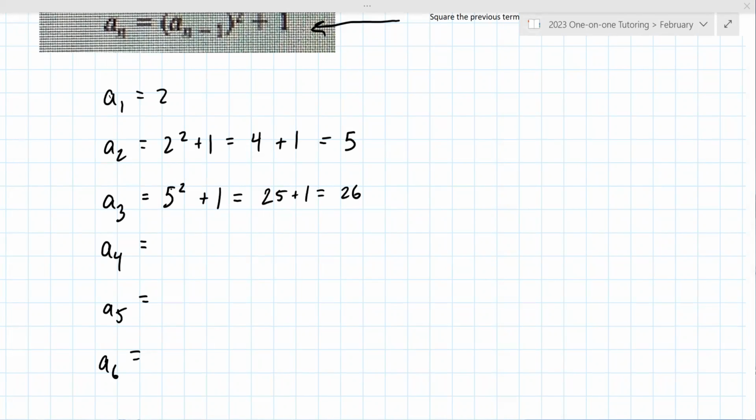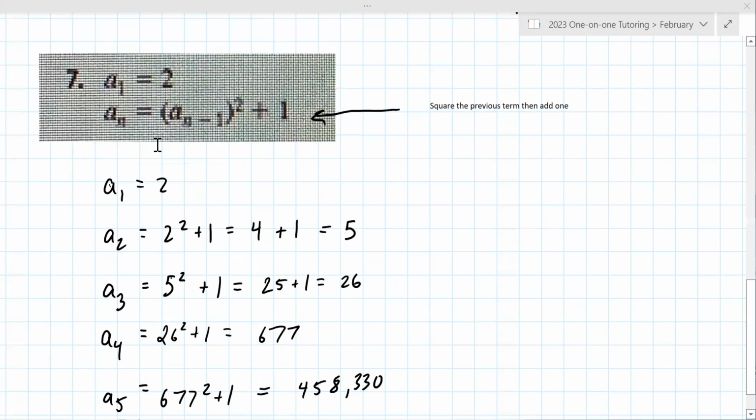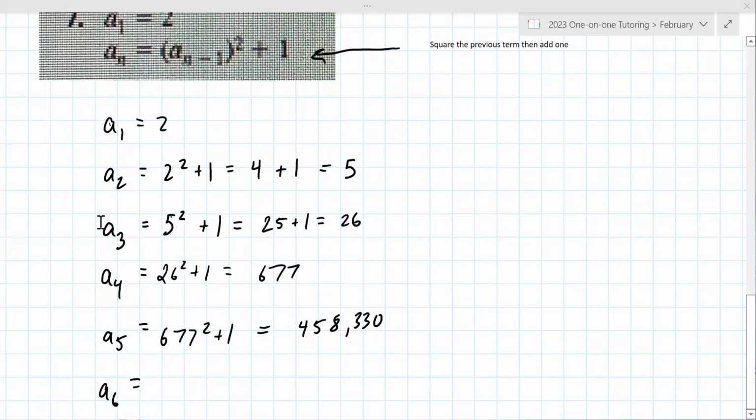So 26 squared plus 1 is 677. And then it gets pretty large here. I guess the next one. I'm sort of shocked that they would let this get that large, but that is the case here. So the last one is huge.